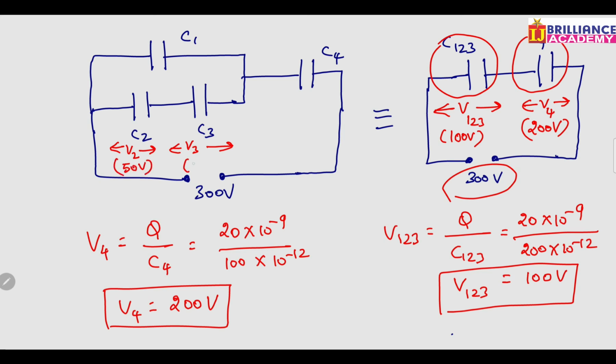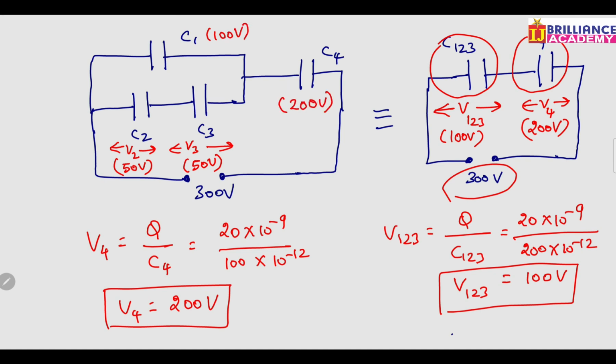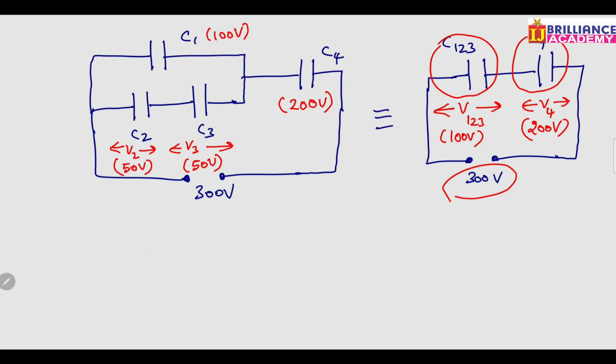If you want, you can calculate also, or simply because C2 and C3 are identical, the voltage will split equally across C2 and C3. So it will be 50-50, and across C1 it will be 100, and across C4 it will be 200. Put together it is 300. So we have found the potential across each capacitor: C1 is 100 volt, C2 is 50, C3 is 50, and C4 is 200 volt.